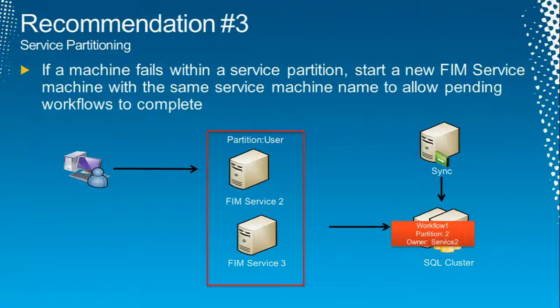How do you tell? You look at the owner name. You notice that the owner name is service 2. It is being actively processed. And what happens is one of your machines decides to go. Poof. Never happens, but suppose it happens. Suppose one of your machines fails.